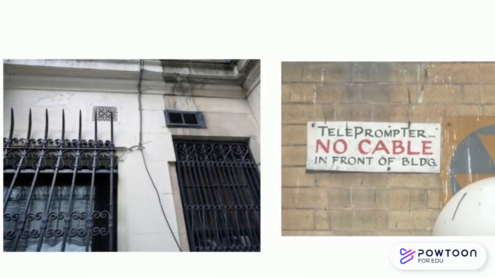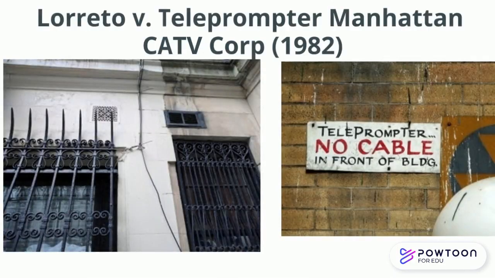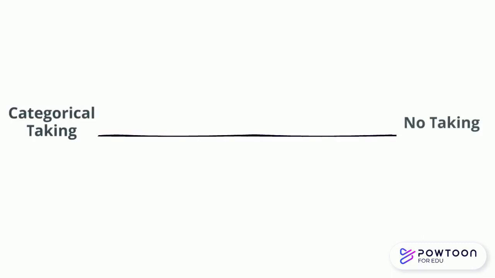In our second case, Loretto versus Teleprompter Manhattan from 1982, this case involves the issue of a physical occupation of the property by the state. As you read through the takings cases, picture a spectrum of takings, where on the left end there's a permanent physical occupation, which is considered a categorical taking, as in this case. We'll cover some items that should not be considered a taking in a moment.